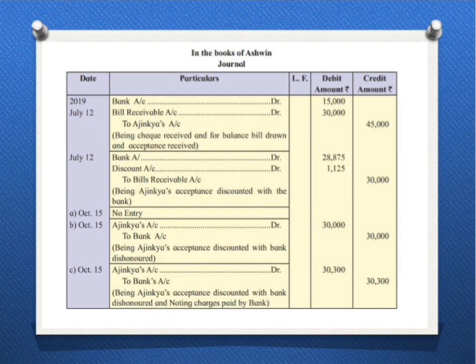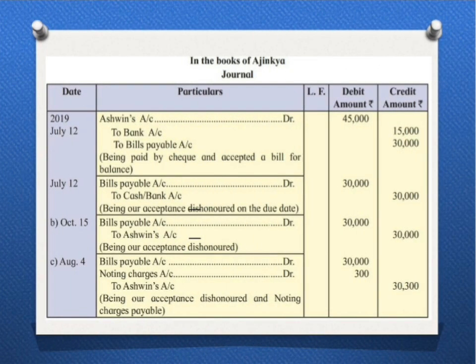If it gets dishonored, the second case, then we have to pass the reverse entry: Ajinkya's account debit, to bank account, being Ajinkya's acceptance discounted with the bank dishonored and noting charges paid by the bank. Ajinkya's account debit to bank's account; we have to add 300 rupees to 30,000, so the total 30,300 comes. Then we will pass the journal entries in the books of Ajinkya.